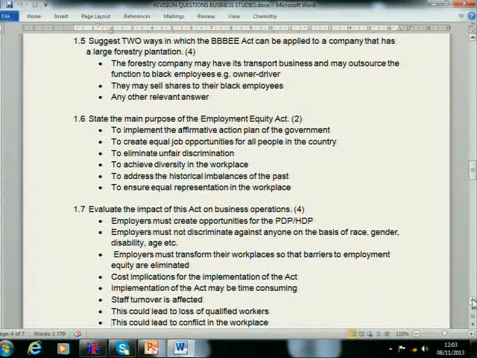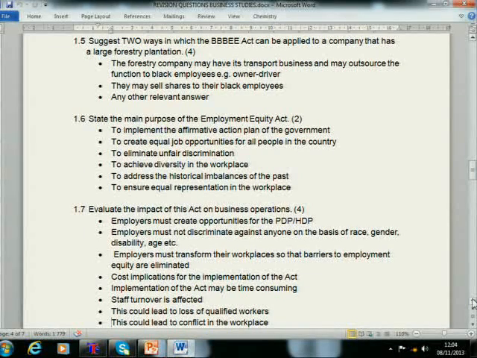It also has cost implications in the implementation. It could be a good act, especially for people who were previously disadvantaged, but putting the act into practice costs money. Those are the implications. That's how it impacts on businesses. It may take some time to implement this. It may be a good thing, a good act, but it may take time to put it into practice. Hence, time consuming.